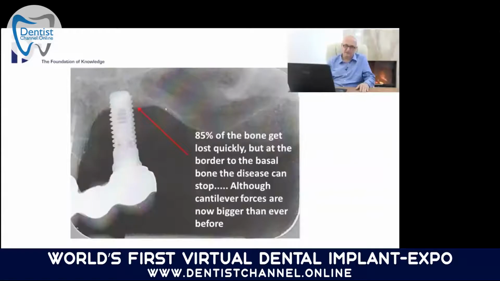Okay, so what can we do? What can I do? I think patients should be more informed about the new possibilities, and this is what my lecture is about. This picture was taken out of a dental magazine in Switzerland. The interesting thing is that 85% of the bone gets lost quickly, and then this apex of the implant, this upper part of the implant, is in the bone. That's very stable. The periimplantitis is not going to continue at all, and now there are two things to learn from that.